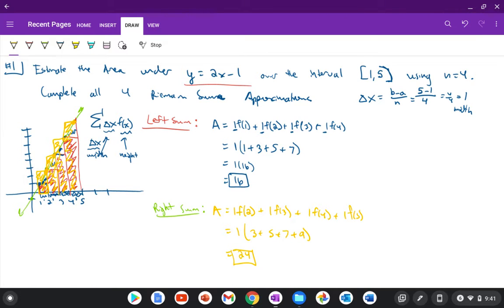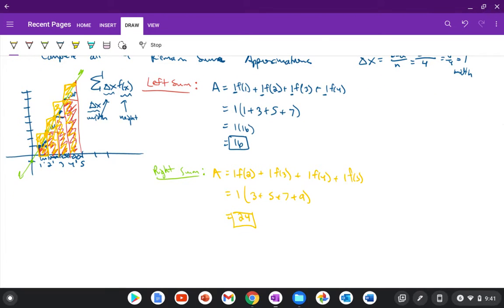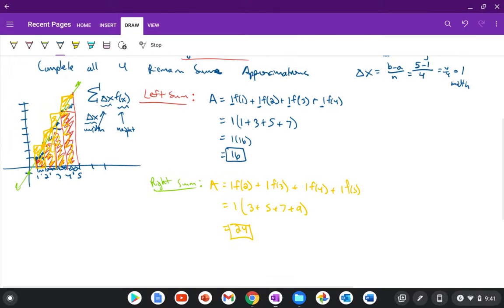So that would be my right sum approximation. You can see there's quite a bit of difference there, right? Now, if I were to divide this into many more rectangles, let's say I did n equals 8 instead, and I did a rectangle at the midway point for all of these, I would get a better approximation because I would have twice as many rectangles.